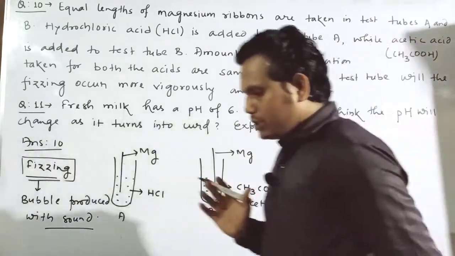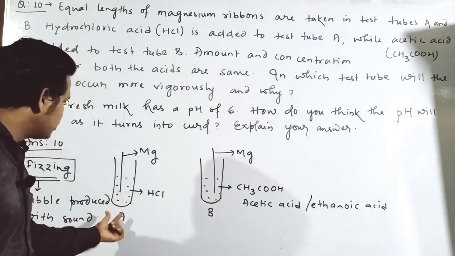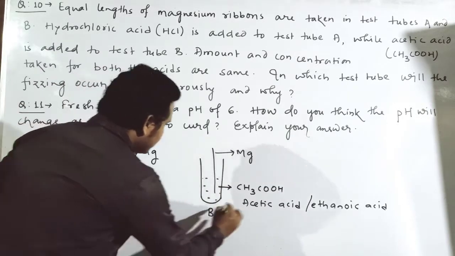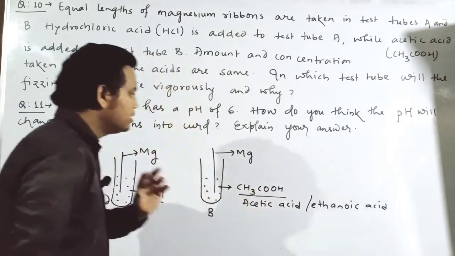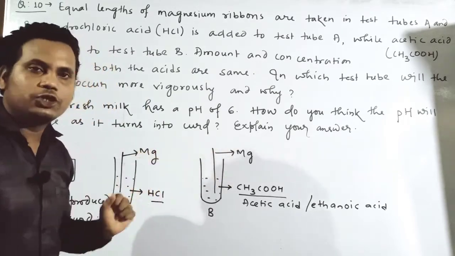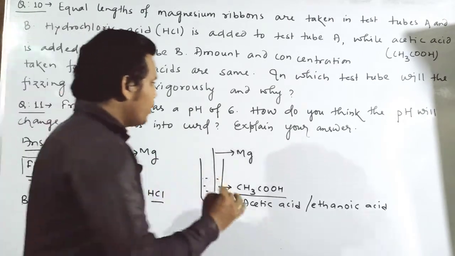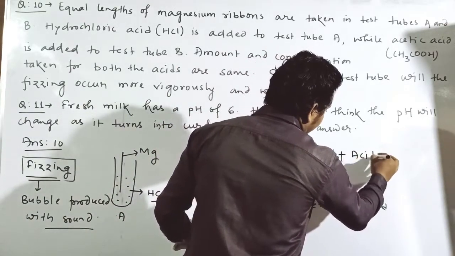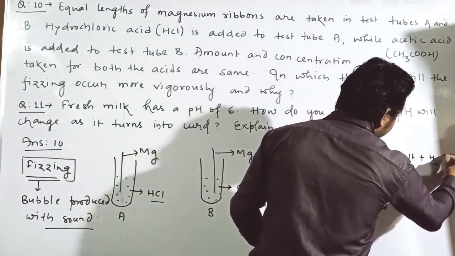Okay. Now see what is given first of all. We have two test tubes. One is test tube A, the other is test tube B. In one test tube hydrochloric acid is there. In the other test tube ethanoic acid is there. The reaction is with magnesium. We have already discussed in our previous question that when acid reacts with metal, the product is salt and hydrogen gas.